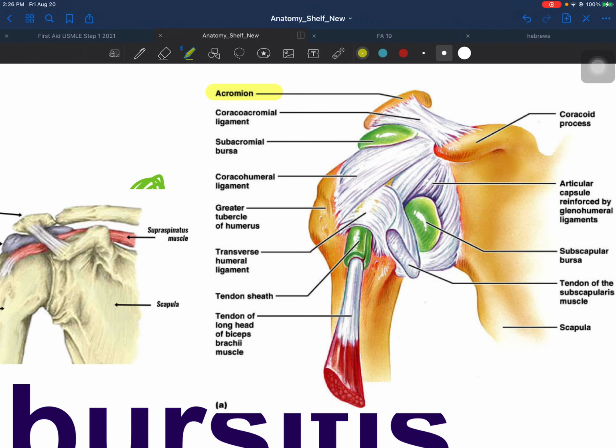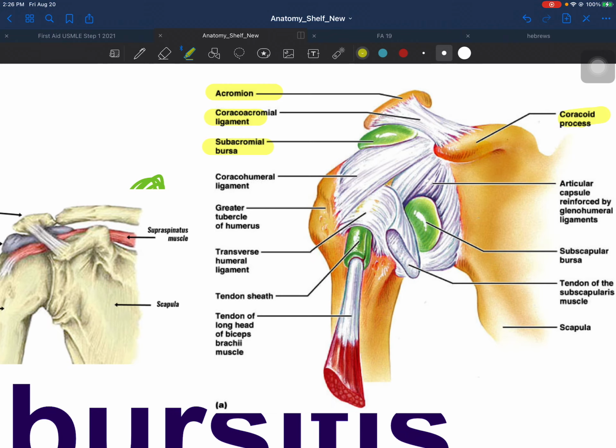And here, this is the coracoacromial ligament, because this is the coracoid. You see, this is the coracoid. And I'm happy now with this picture because it gives me all the info. And this is the subacromial bursa. That is the bursa that we're looking for, the subacromial one. And then this is the coracohumeral ligament, and then this is the greater tubercle of the humerus.